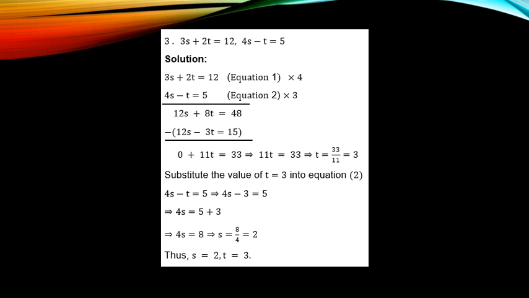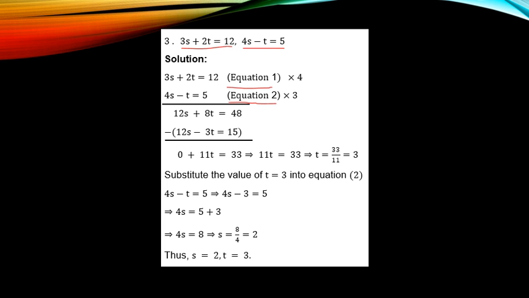Example 3, solve simultaneously using elimination method. 3s plus 2t equal to 12. 4s minus t equal to 5. First thing is to write the two equations and label them as equation 1 and 2, as you can see in this step.